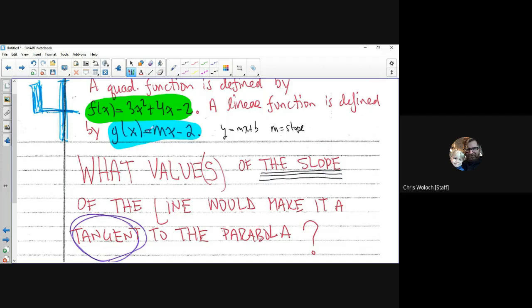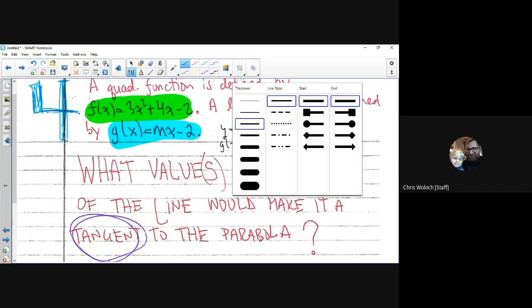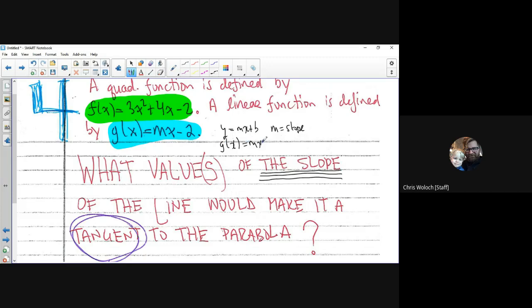And that you understand that g of x is a linear function where the slope is unknown, but the y-intercept is -2. So we've just activated that memory. All right, so now we know that. Okay, cool.